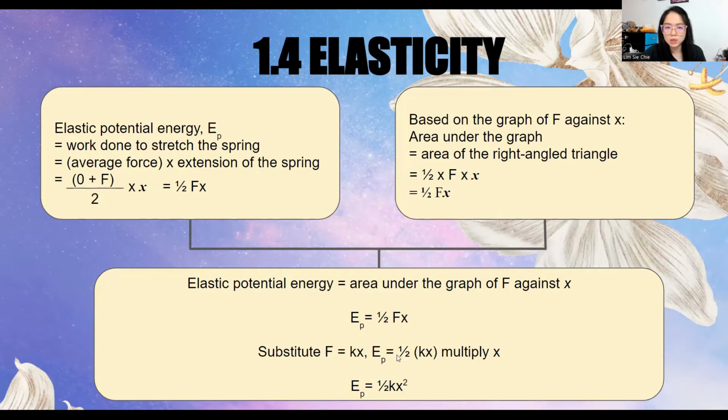So Hooke's law, what did Hooke's law say? Hooke's law is F is equal to Kx. So I'm going to replace this F with Kx. I'm substituting the Kx into the F. I get my potential energy is equal to half Kx multiplied with X. Then I'll get half Kx squared. So you have two formulas where you can find the elastic potential energy, which is half Fx and half Kx squared. Okay, it depends on how you use it.